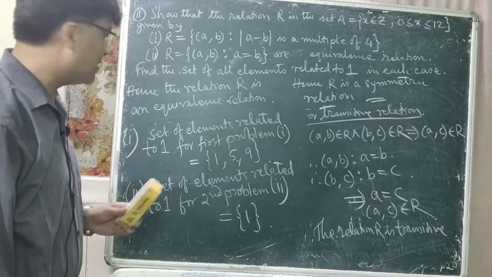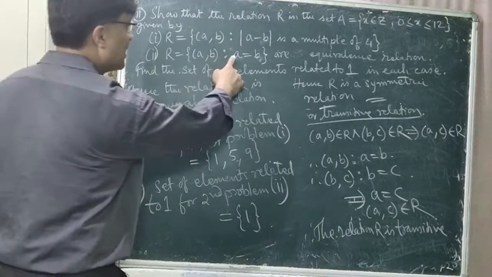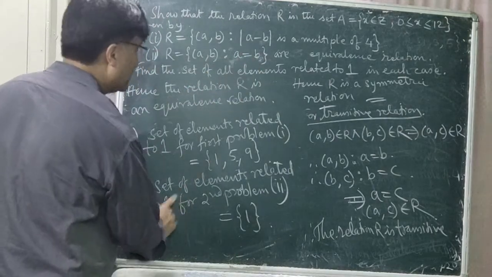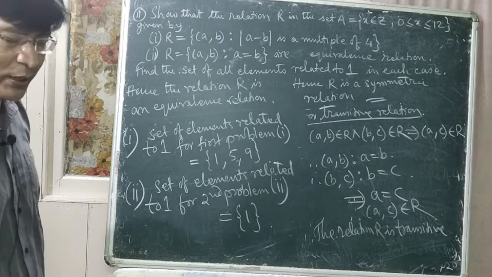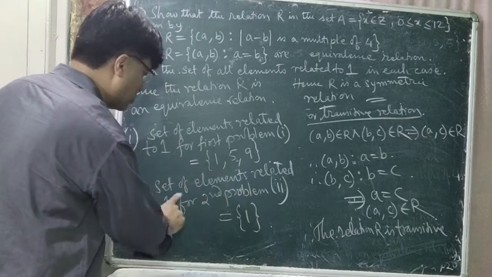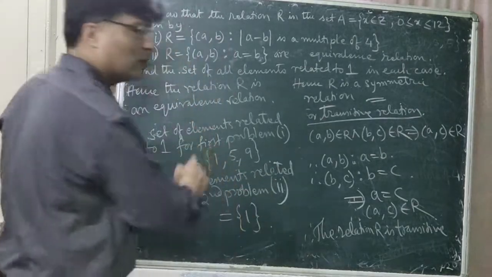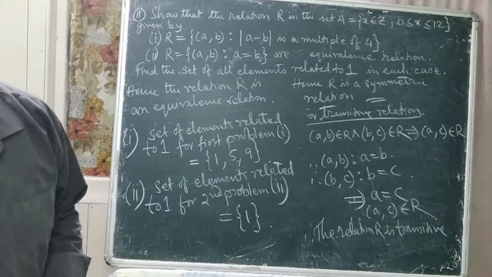So I think you have understood it. That is set of elements related to 1 for the second problem number 2. That is A is equal to B should be there. So 1 is equal to 1 only is possible, others like 1 is equal to 2, 1 is equal to 3, 1 is equal to 12 are not possible. So it is 1 is equal to 1. So set of elements related to 1 for second problem number 2 is, within second bracket, 1. So I think you have understood it.